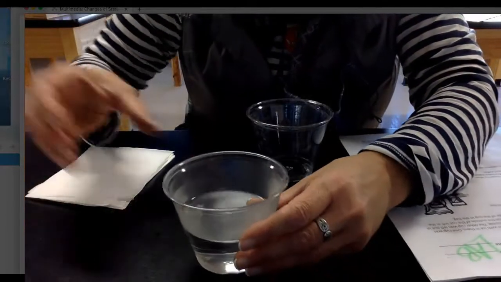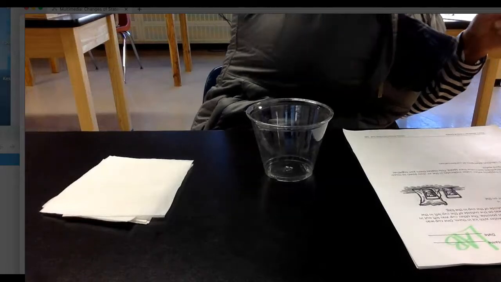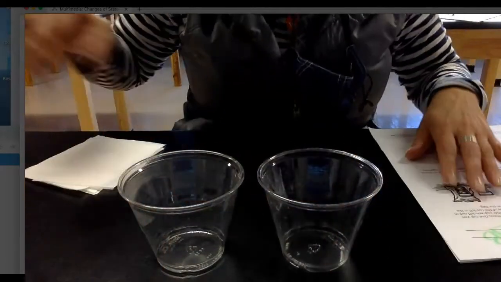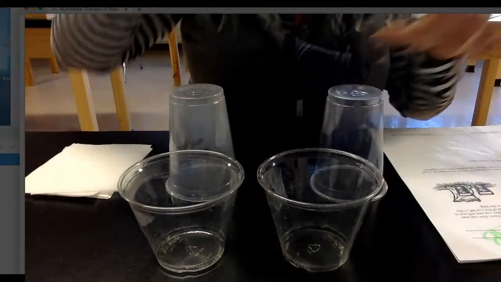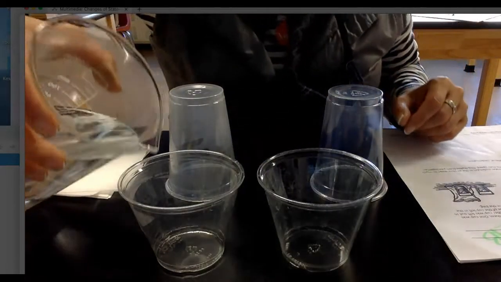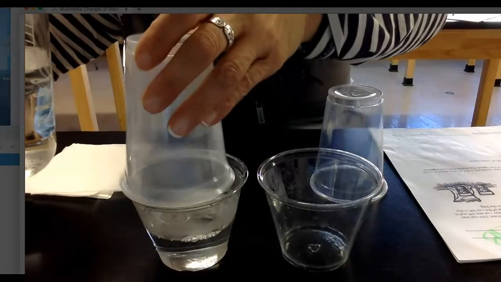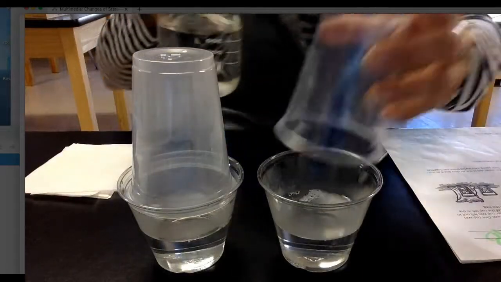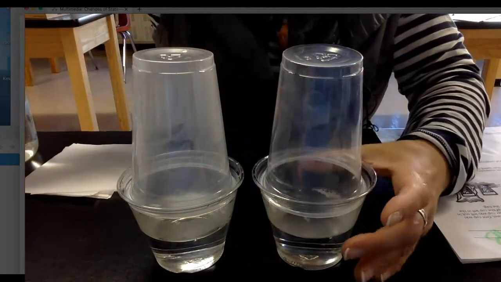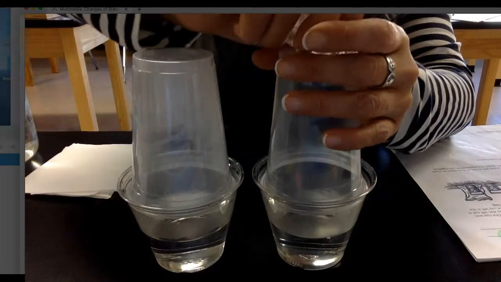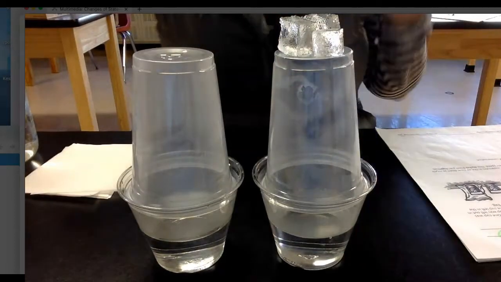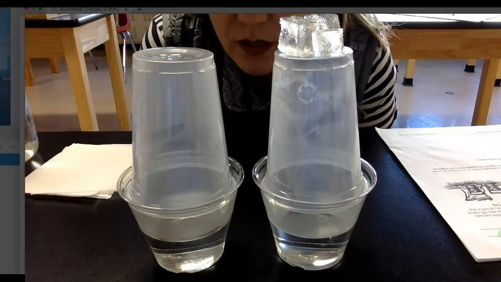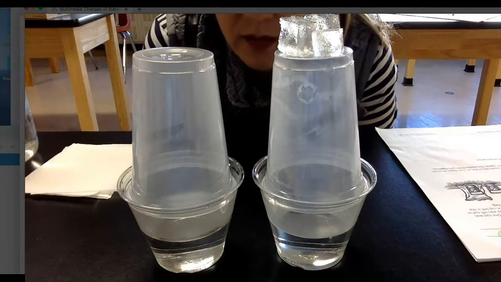We'll take this off. I'm going to pour this water back into the beaker to warm it back up. So we have two equally heated cups. Pour warm water into here and cap it. And pour warm water into here and cap it. But this time I'm going to put some ice cubes on the top of one of them. We are going to see if we notice anything different happening here.